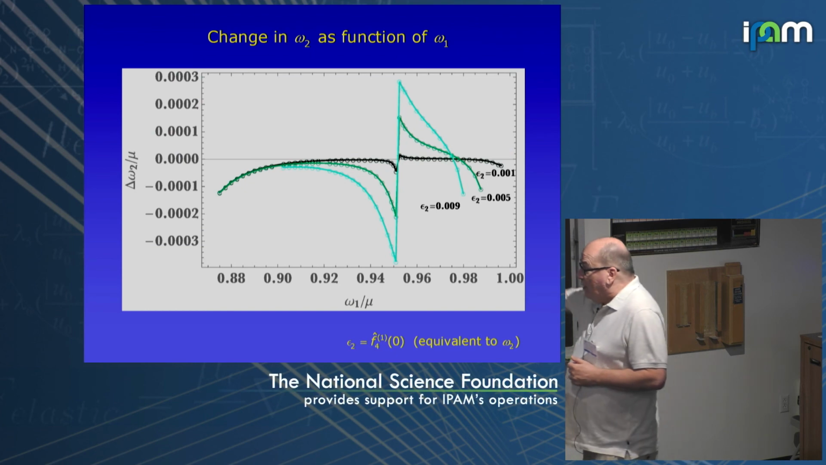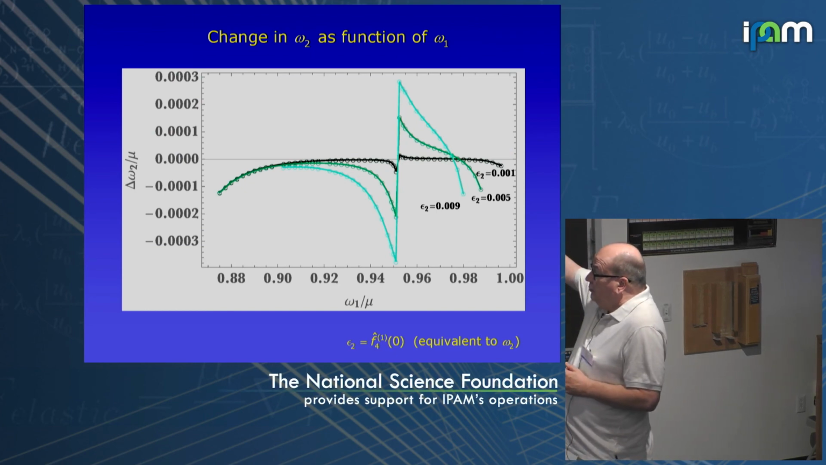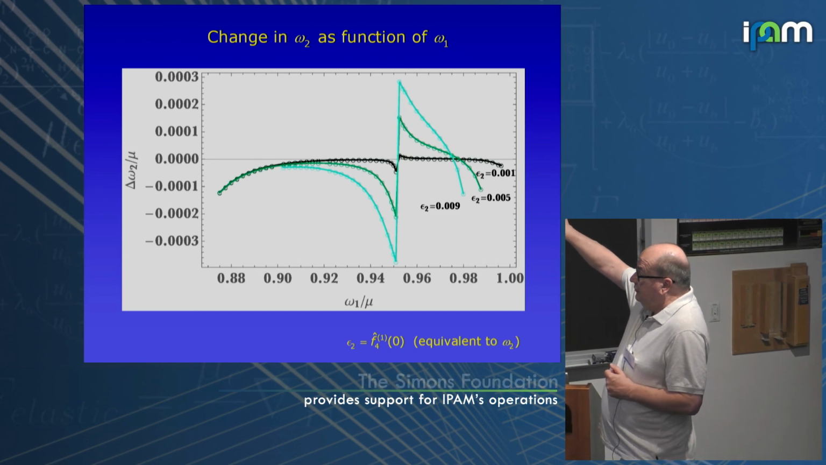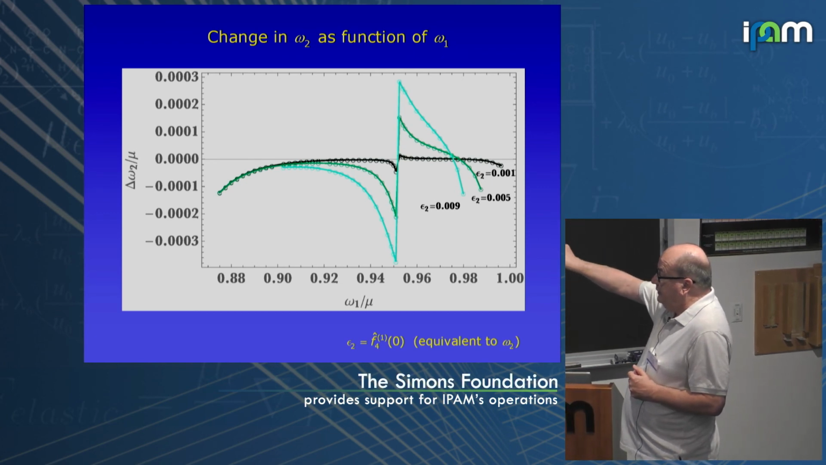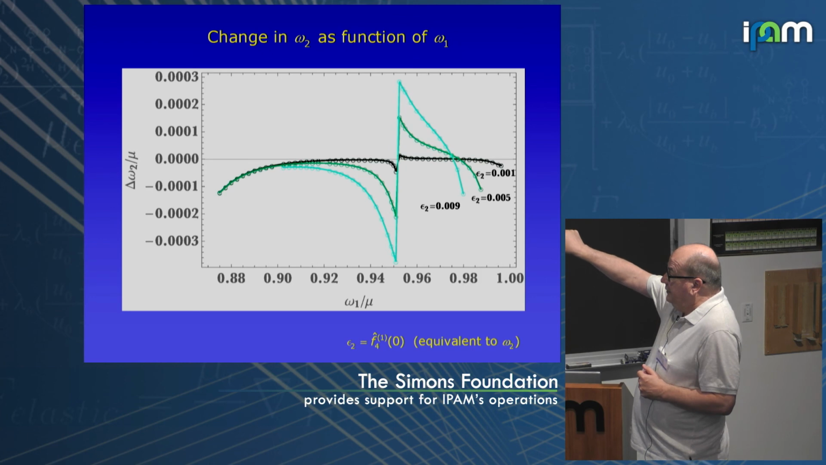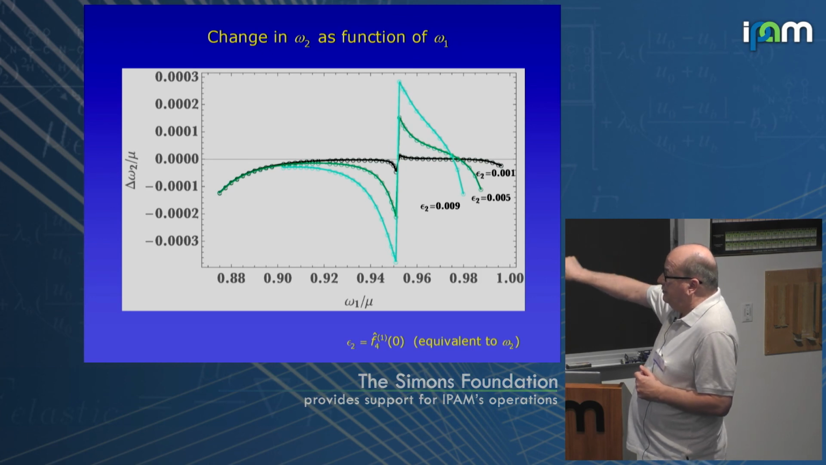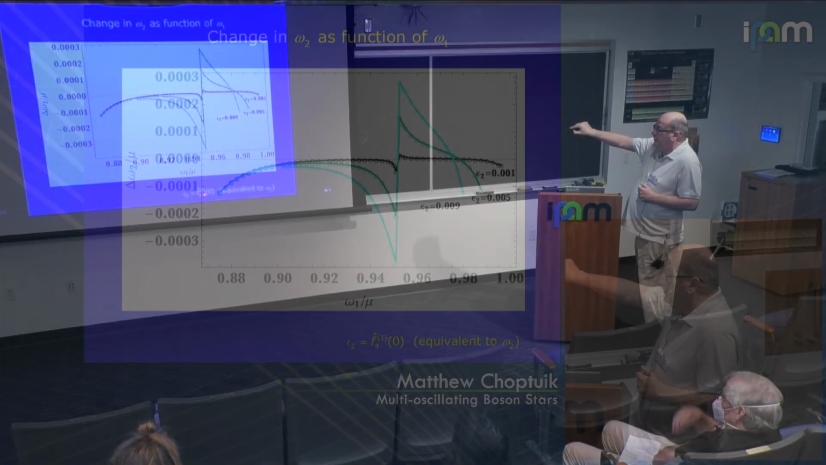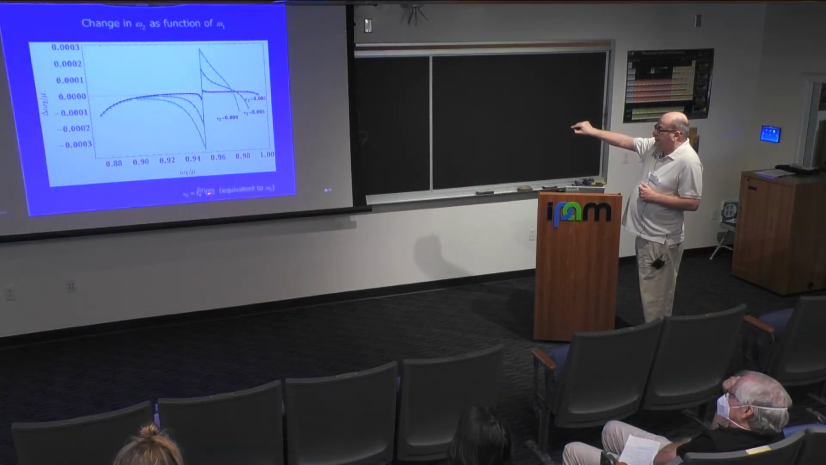And so here's a plot that shows the change in omega 2 relative to the perturbative frequency as a function of omega 1. So omega 1 is plotted here. And there's an apparent divergence here. So epsilon 2 here is a specific Fourier component of f4. It's the first Fourier component evaluated at rho equal to 0. So it's equivalent to omega 2.